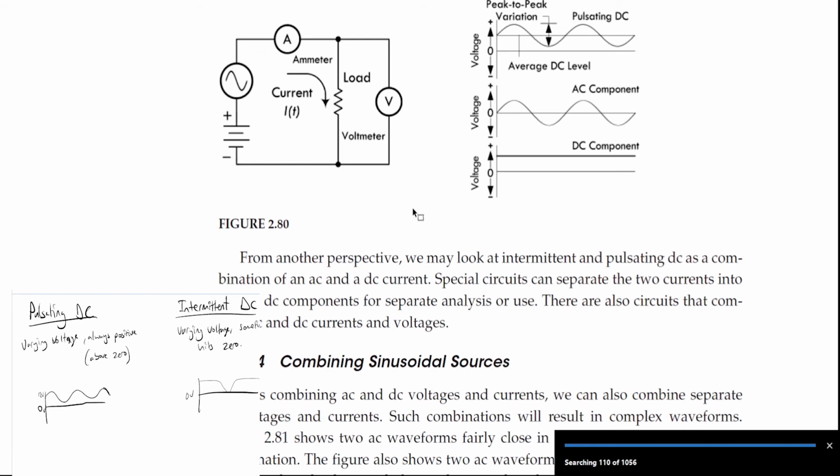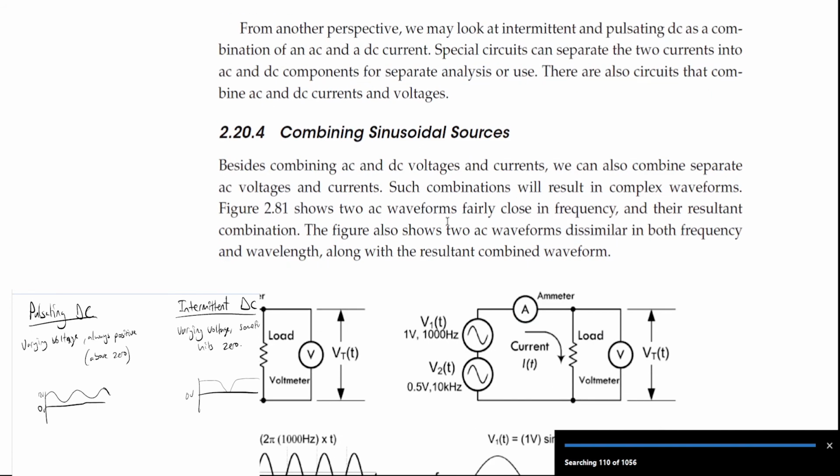Yeah, I get that. Special circuits can separate the two currents into AC and DC components for separate analysis or use. There are also circuits that combine AC and DC currents and voltages. Okay, interesting. So combining sinusoidal sources.